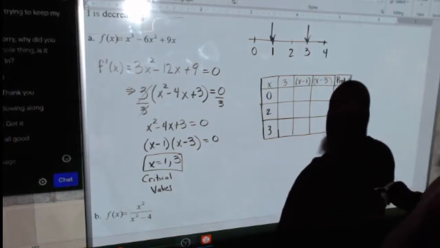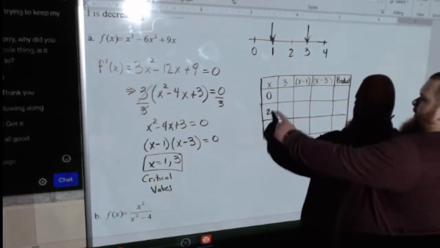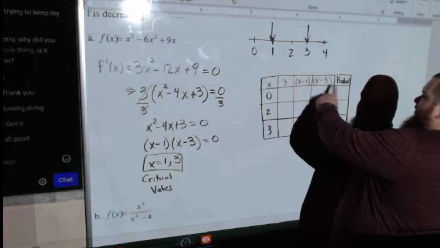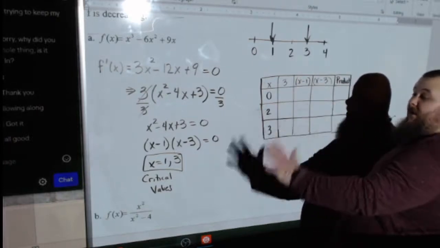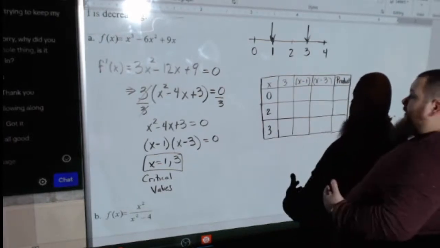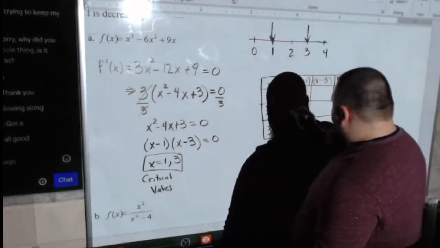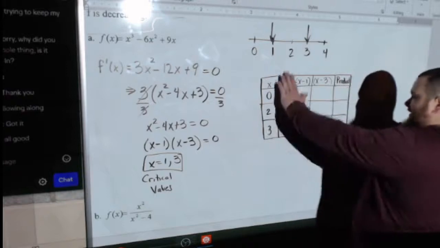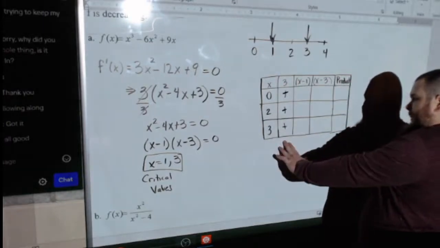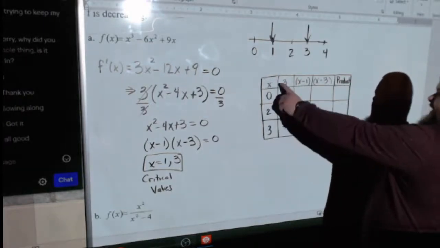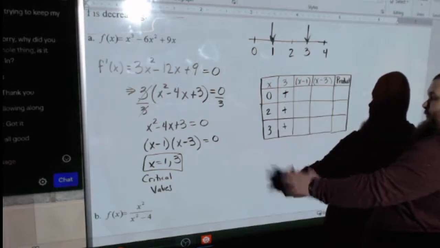So now I need to say, if I plug 0 into these pieces, what are their signs? I don't care what the number is. I just want to know what's the sign. Well, 3, that's just a number, so I can't really plug them in. It's always positive. That's why I said in this case it doesn't matter. If it were a -3, we'd have all negatives here.